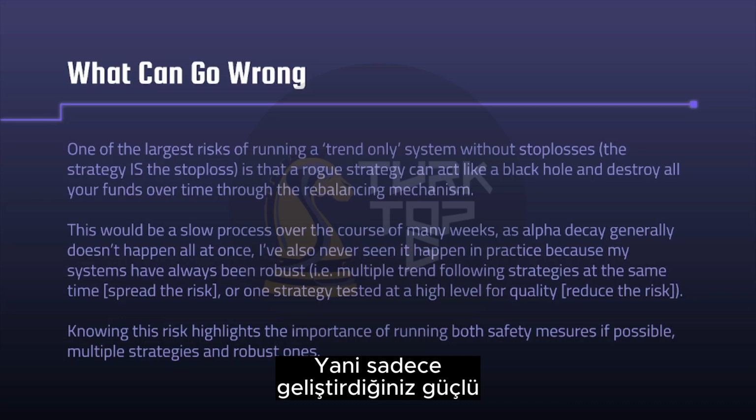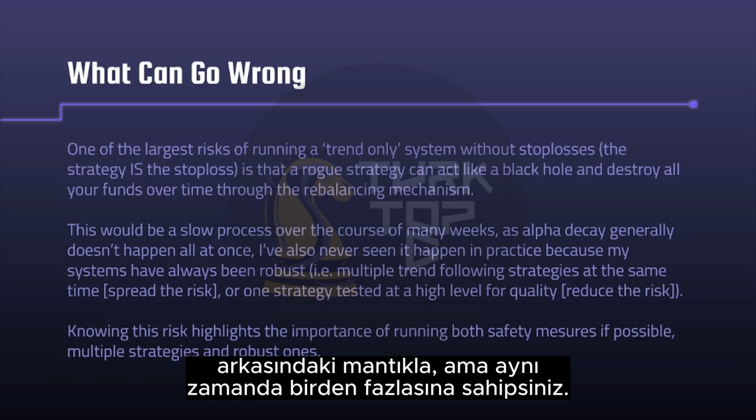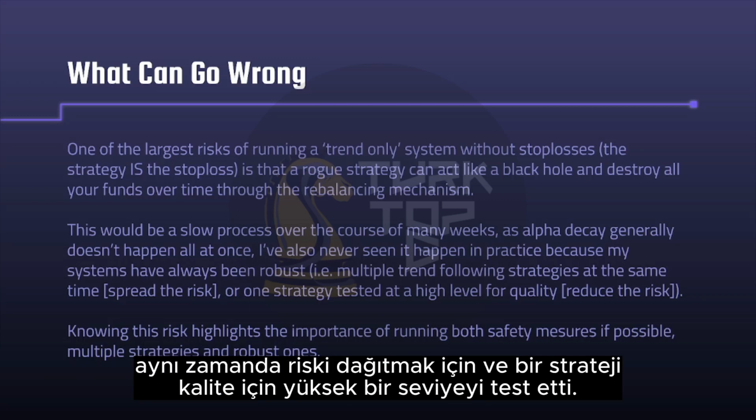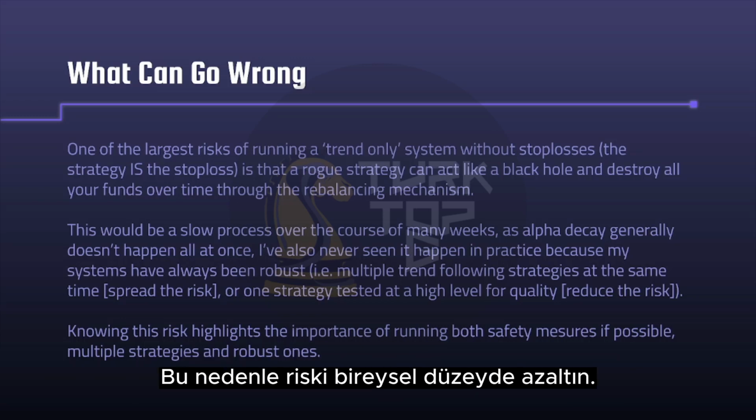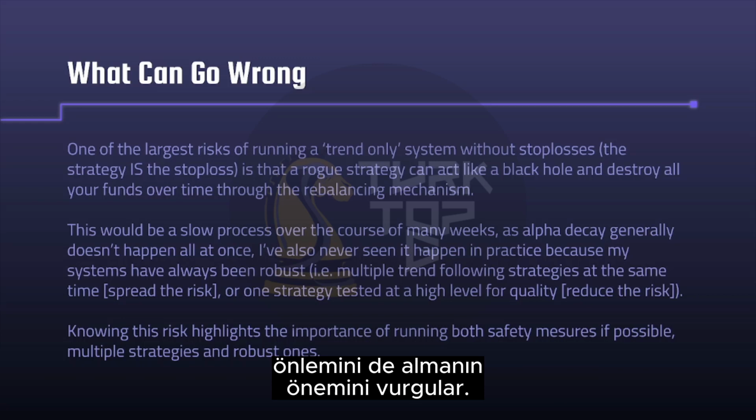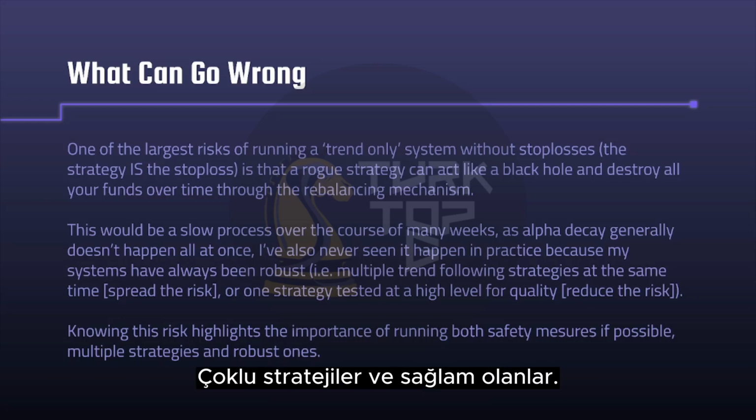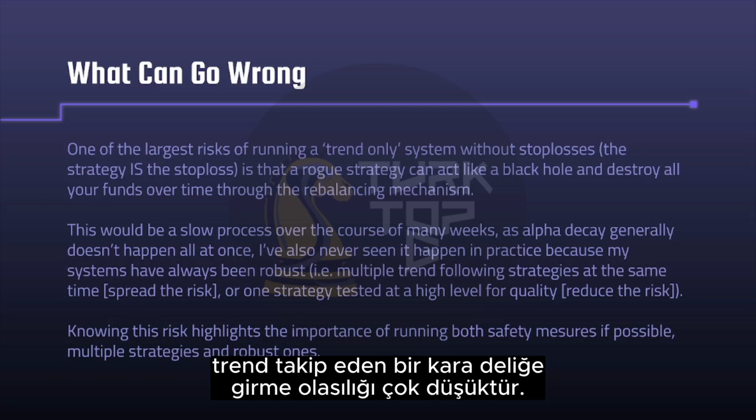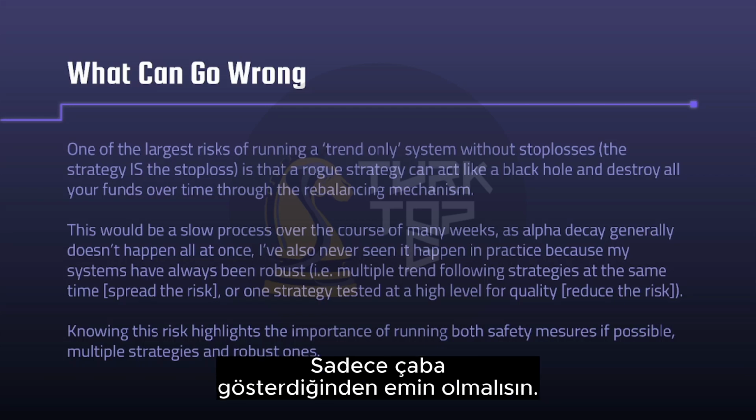So you've not only got robust strategies that you've developed and you're quite happy with the logic behind them, but also you have multiple of them. So multiple trend following strategies at the same time to spread the risk, and each strategy tested at a high level for quality, so reduce the risk at an individual level. Knowing this risk highlights the importance of running both safety measures if possible, multiple strategies and robust ones. But like I mentioned, if you take this seriously, the probability of going into a trend following black hole is very low. You've just got to make sure that you're putting in the effort.